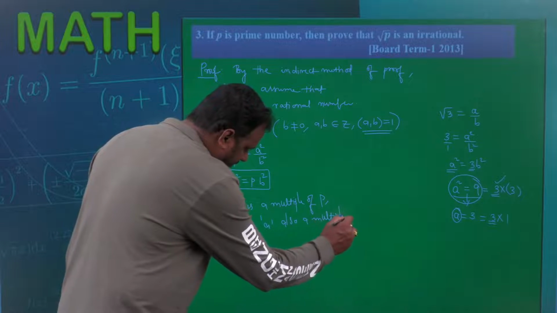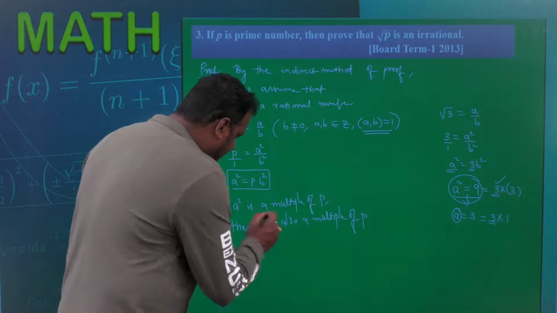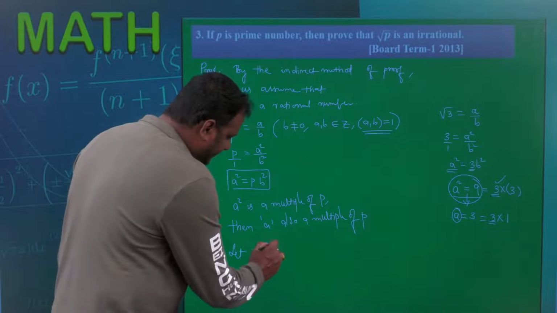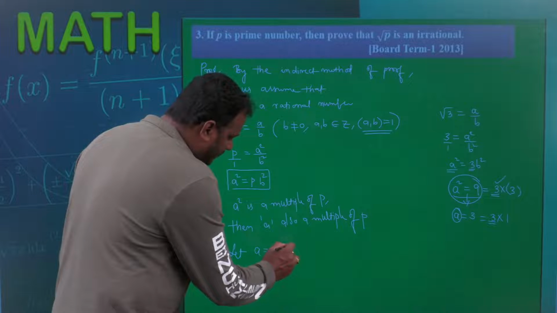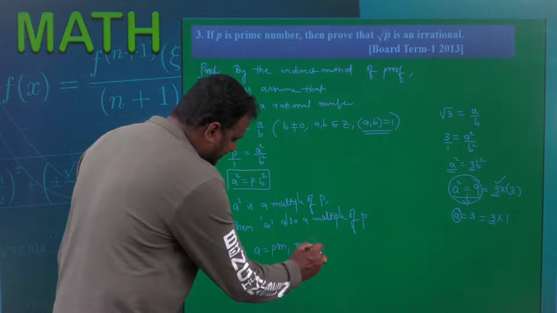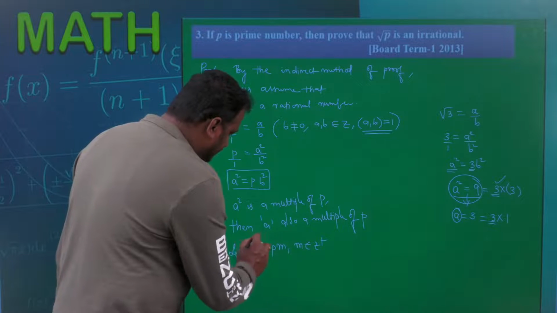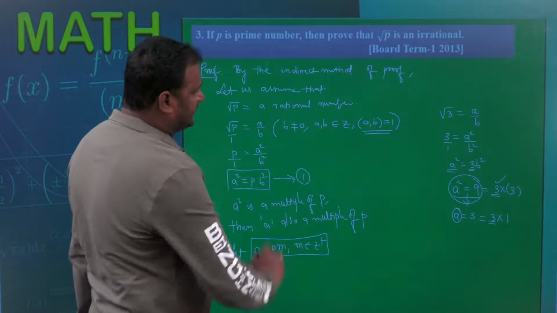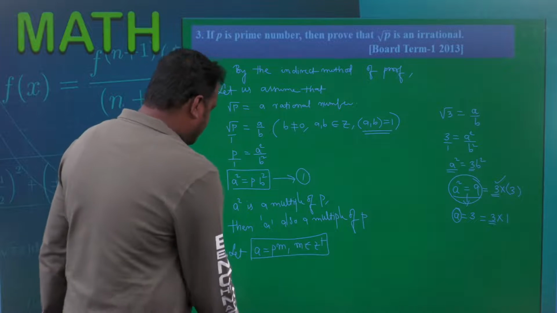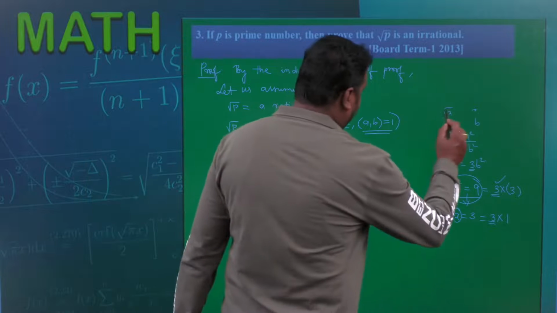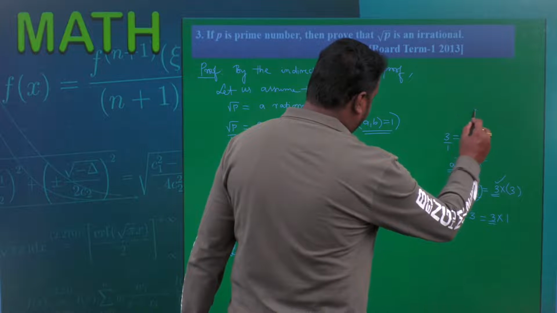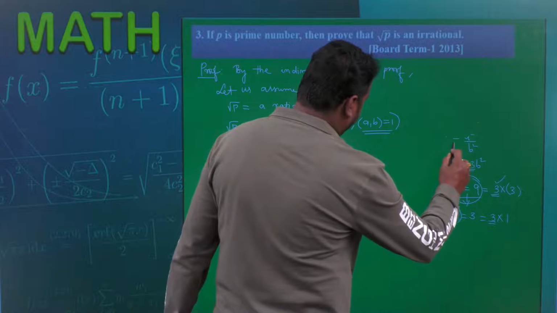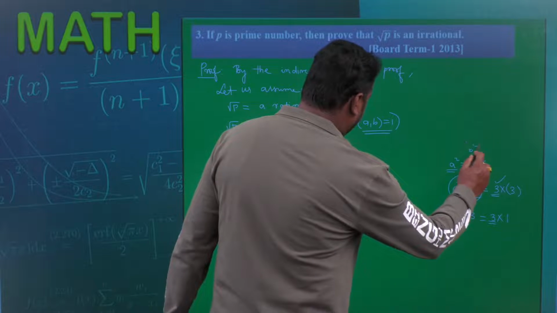So a is also a multiple of p, which means can I take a is equal to p into m, where m is any positive integer. So a is equal to pm I am taking. Let me take this equation as the first equation. Now I am going to substitute that in the equation given. What is that first equation? The first equation is a square is equal to p b square.